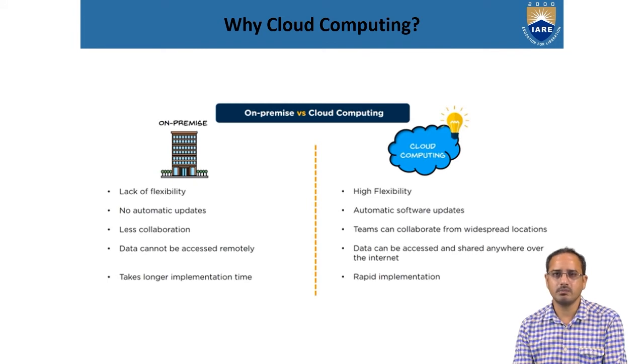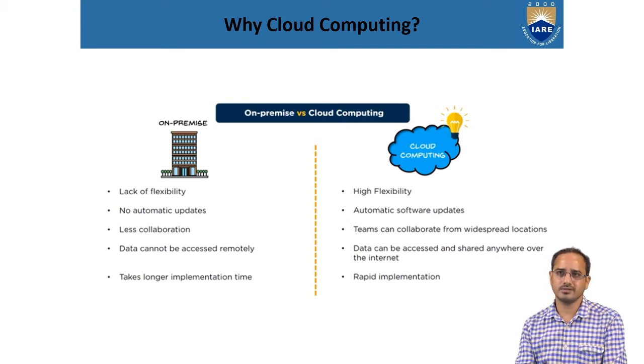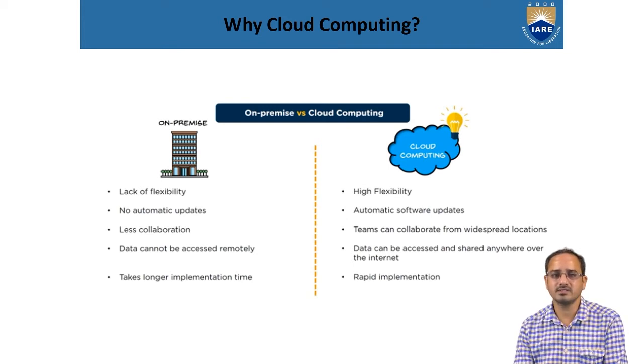Next, no automatic updates exist for the on-premises one, whereas with the cloud environment, you have automatic software updates. Next is the less collaboration. There is less collaboration on premises, because we are confined to our work and not to others. Whereas in the cloud environment, teams can collaborate from widespread locations. You might be here, at home, in any other city or any other country, and the team of your project members can easily collaborate to make your project happen.